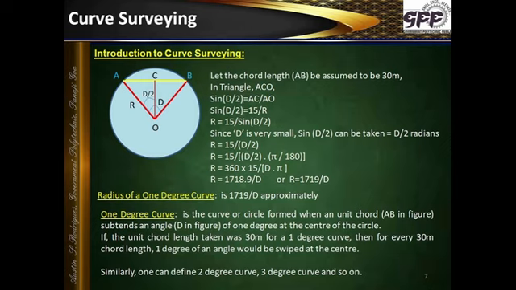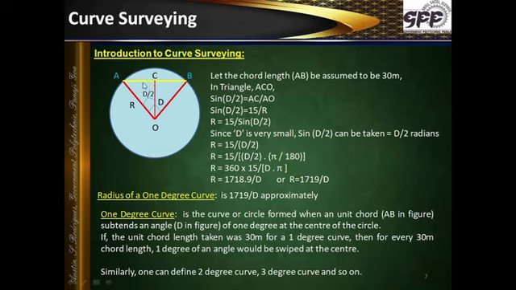Let us go further to understand curve surveying a little more. We are looking at the same curve again with AB as the unit chord. Let us assume this unit chord to be 30 meters. Now in the triangle ACO, sine of d by 2, that's a right angle over here.